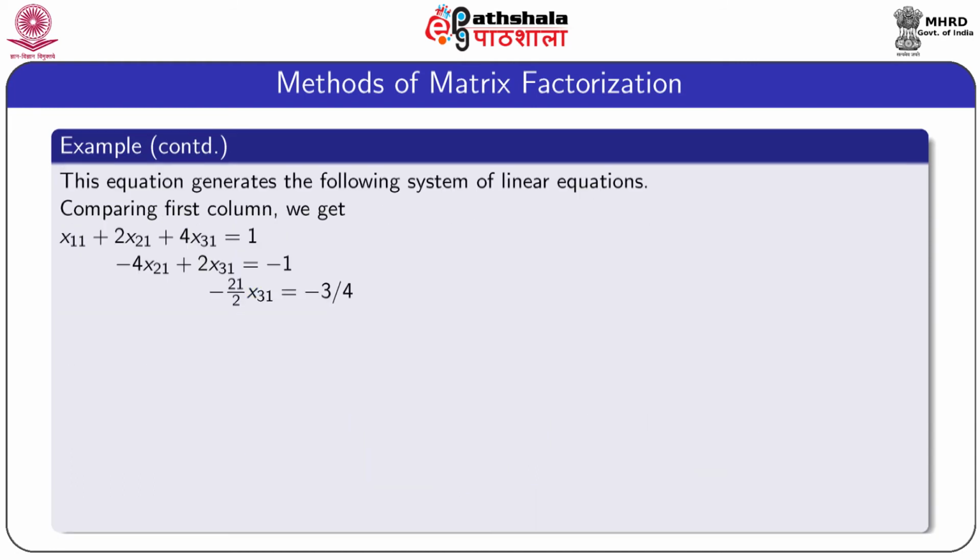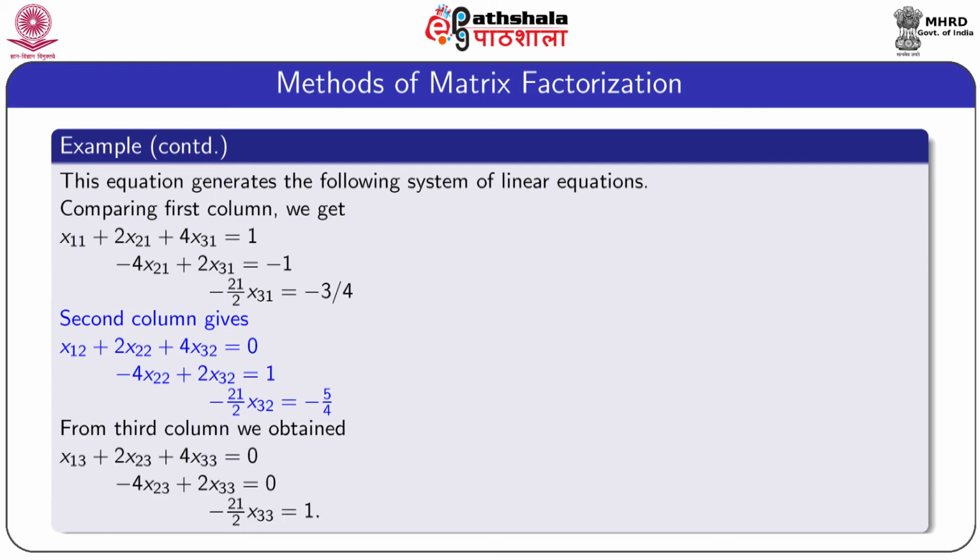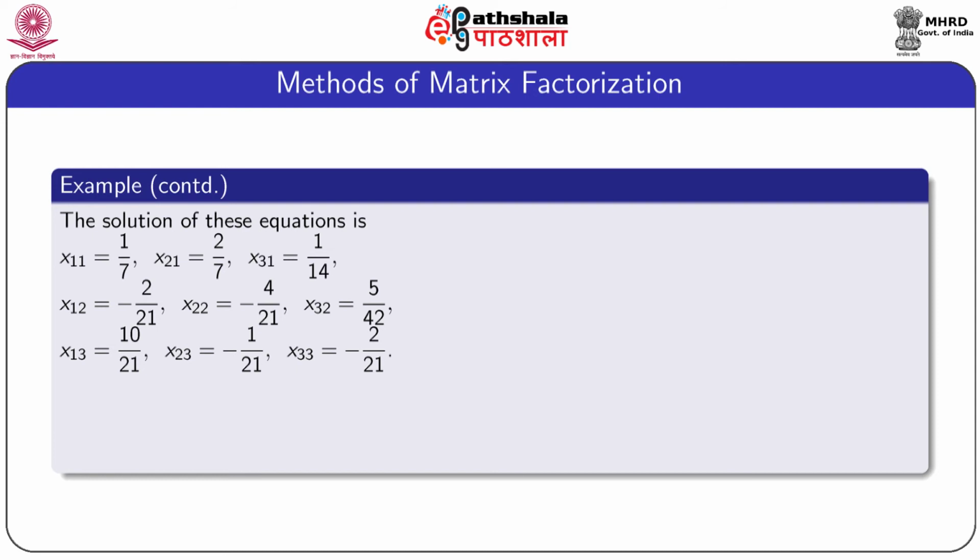Now, comparing this matrix equation, we get a set of systems of linear equations. Comparing the first column, we get 3 equations, comparing the second column, we get another 3 equations, and comparing the third column, we obtain another 3 equations. Note that each system of equations is a triangular system of equations. That means we can solve these systems by using the backward substitution method. Now, solving all these equations, we get the values of all unknowns x11, x21, x31 up to x33 from the above systems of equations.